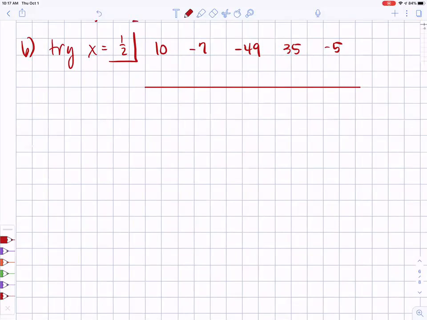Okay, so what's first? Bring the 10 down. What's half of 10? 5. Add? -2. What's half of -2? -1. Add? -50. Hey, this isn't so bad. We're working with fractions and it's not that bad, right? What's half of -50? -25. Add? 10. What's half of 10? 5. Add? Woohoo, it worked.